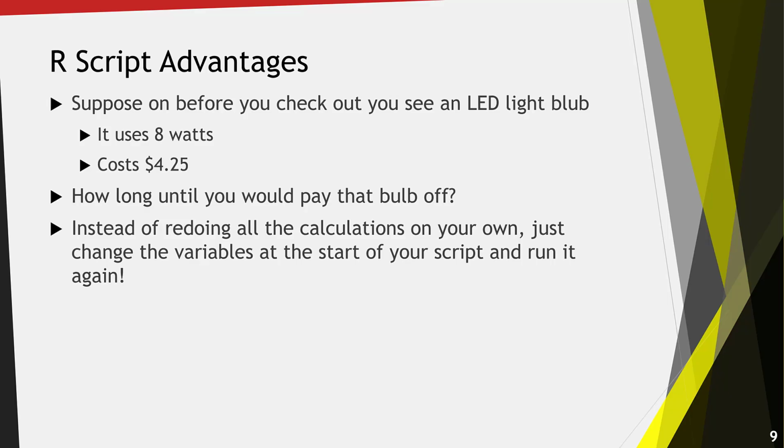Instead of redoing all the calculations on your own, or typing them all in one by one, all you have to do, because you've encoded this in an R script, is go back to the beginning of your script, change 2 of the assumptions, and rerun it.